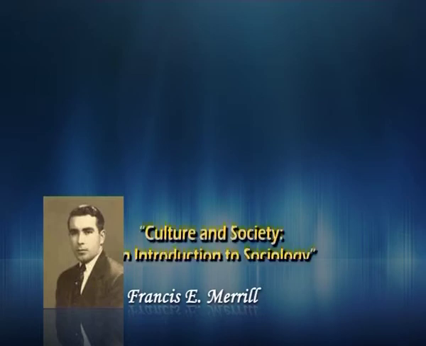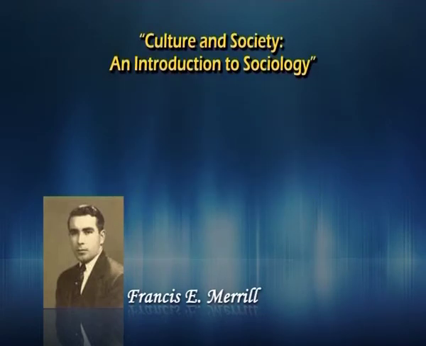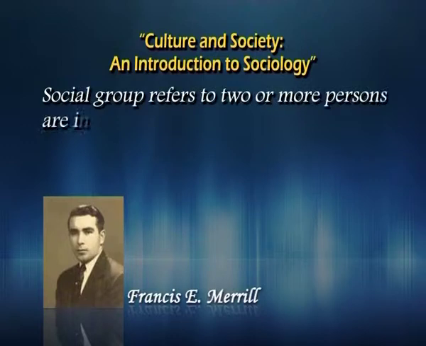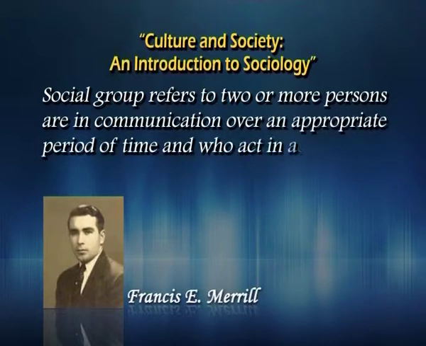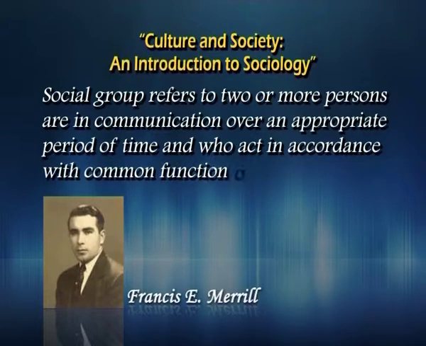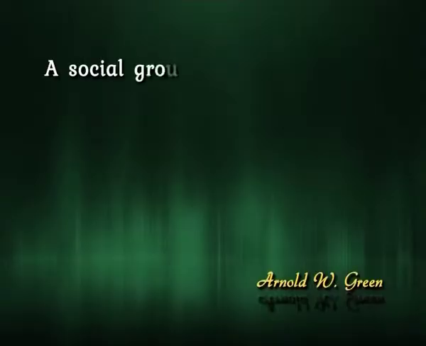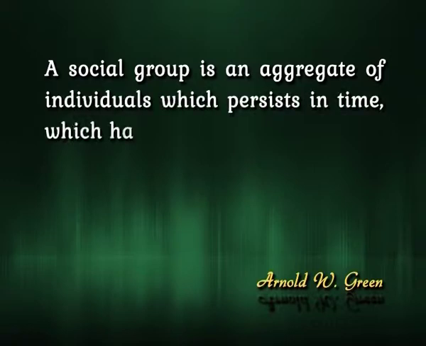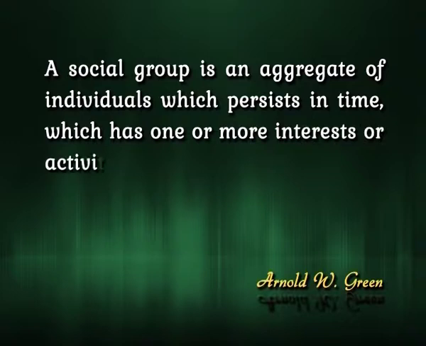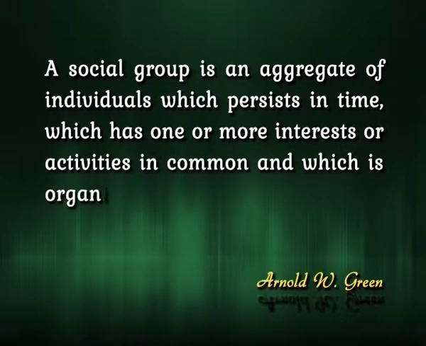Francis E. Merrill in Culture and Society, an Introduction to Sociology, states that social group refers to two or more persons who are in communication over an appropriate period of time and who act in accordance with a common function or purpose. Arnold W. Green in Sociology: An Analysis of Life in Modern Society says that a social group is an aggregate of individuals which persists in time, which has one or more interests or activities in common and which is organized.